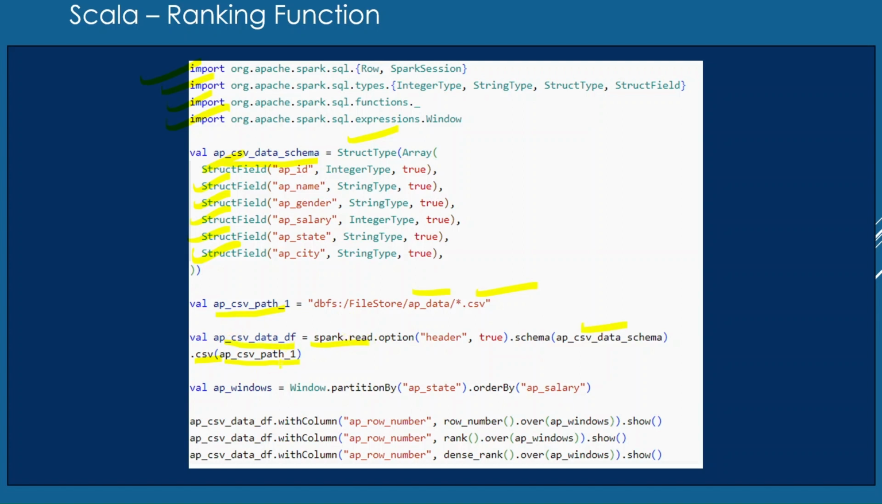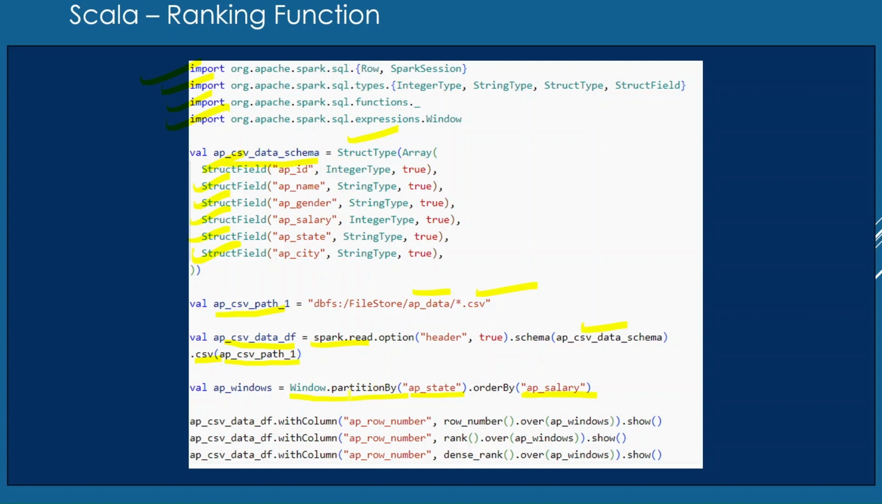to create this data frame. When the data frame gets created, we partition the data with the help of Window.partitionBy. On which column do we partition the data? We partition the data with the help of AP state, and we order the partitioned data with the help of AP salary. I will show you when I display all those things how it is working.